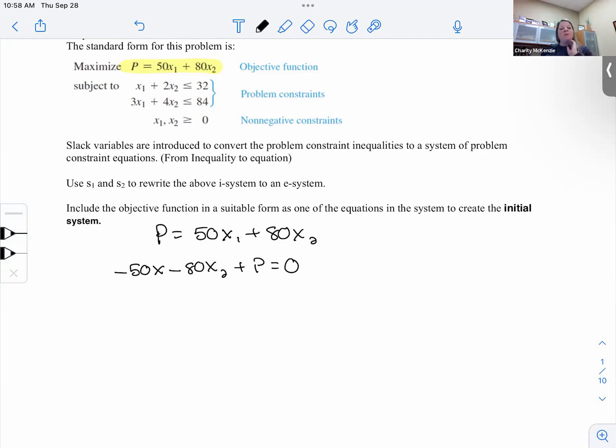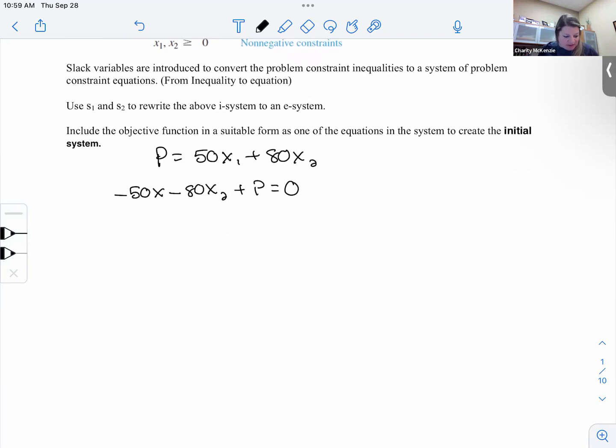So you have to start with rewriting that maximum, minimum, whatever. We call it our objective function, like our goal is to maximize P. So we have to rewrite that, and then we like to write this at the bottom of our initial system. So this is going to be the initial system.